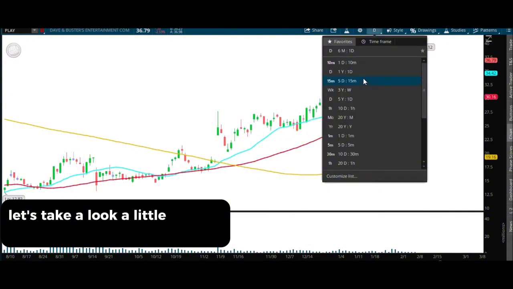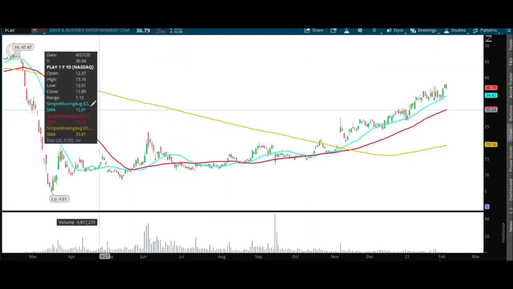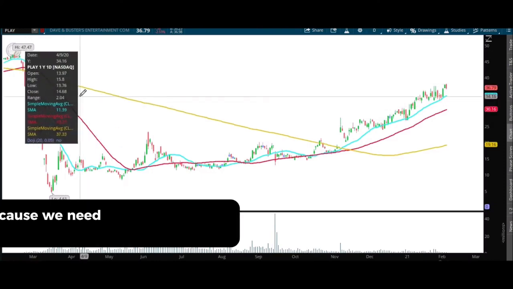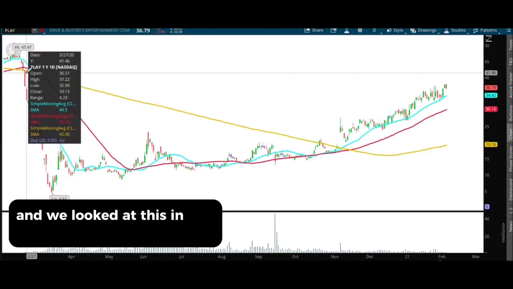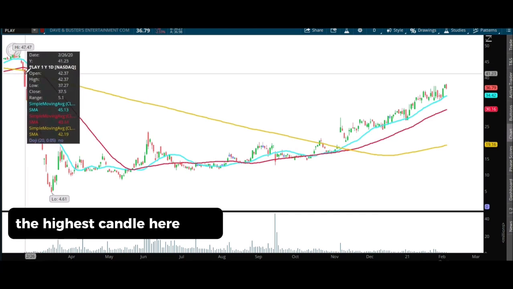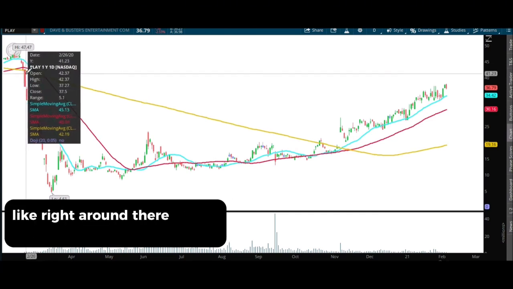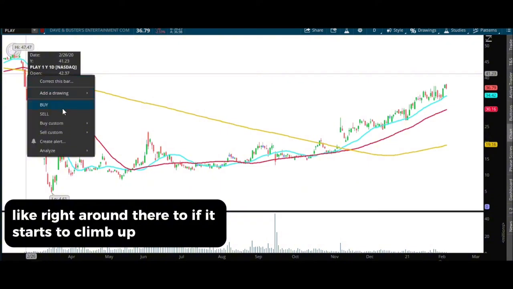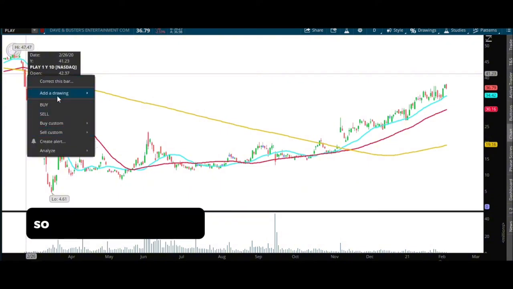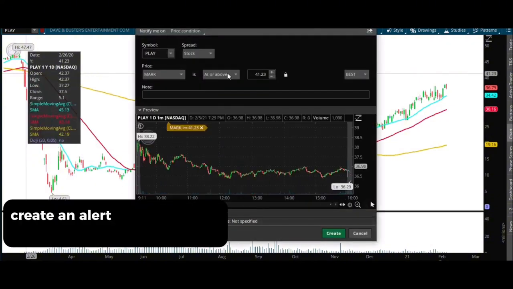Let's take a look a little further back. Let's do a 1-year chart. Okay, this is helpful because we need to see where we're going to try to challenge. And we looked at this in the weekly chart. The high of this candle here is 42.37. That would be somewhere I'd want to set an alert, like right around there, to see if it starts to climb up that candle. So let's take a look here, create an alert.